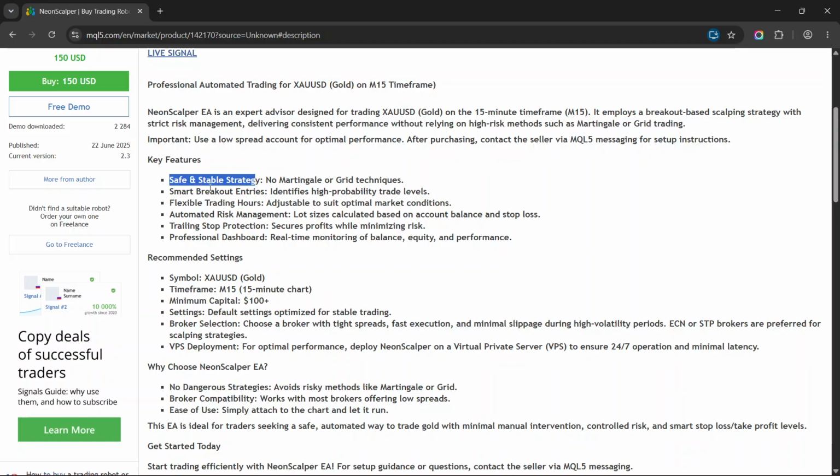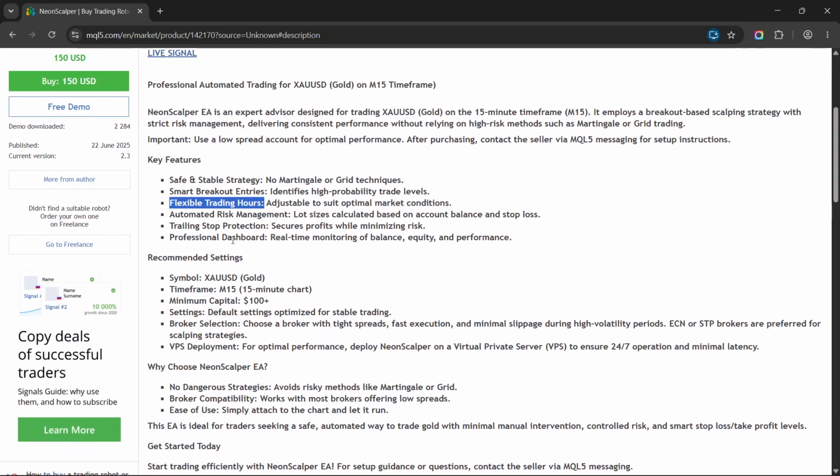The entries are described as smart breakout entries that look for high-probability levels. The risk management is automatic, as the lot size is calculated from account balance and the stop loss distance. There's also a trailing stop to lock in profits once the trade moves in the right direction. And the trading hours are adjustable, so you can keep it out of the quiet periods if you want.